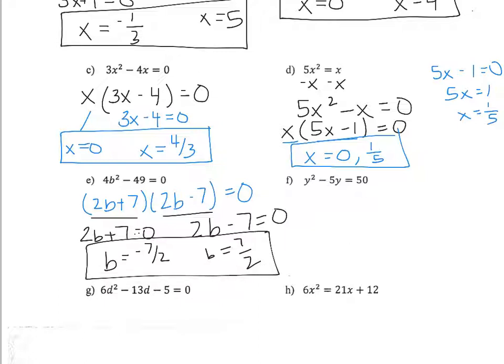Okay, letter F. I've got to get one side equal to 0, so I'm going to subtract 50 from each side. I always try to have this leading coefficient be positive when I factor.